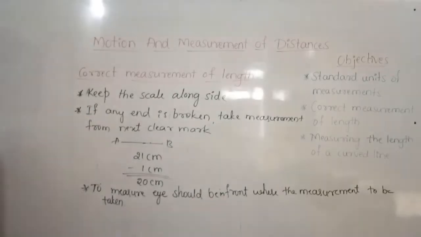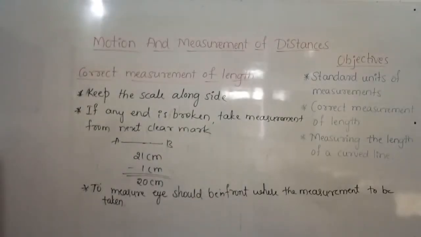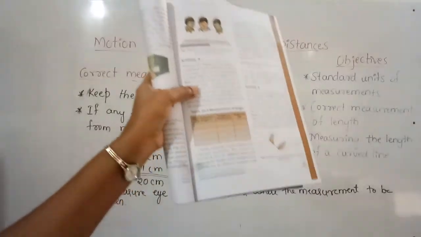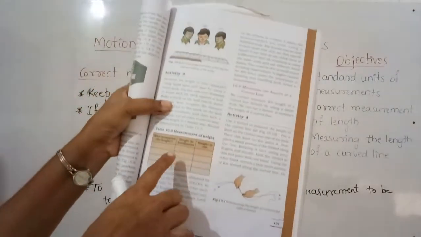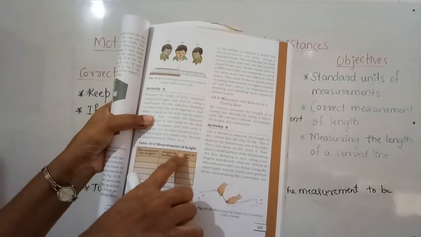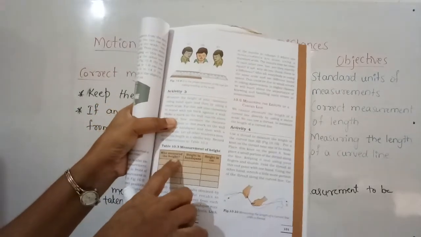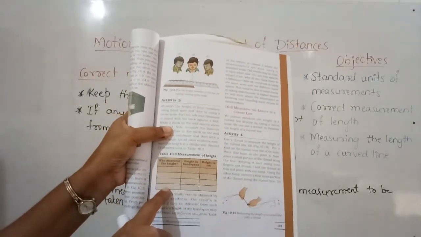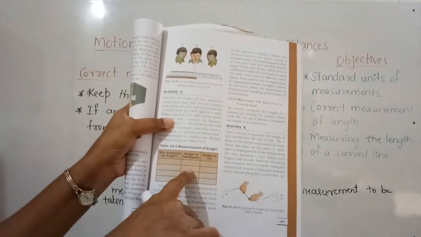It is there on page number 101, table 10.3. Yes, table number 10.3. So just you do like this. Measurement of height. Who measured the height? Suppose A, B, C, D 4 members are there. Write their names, and height in handspans.